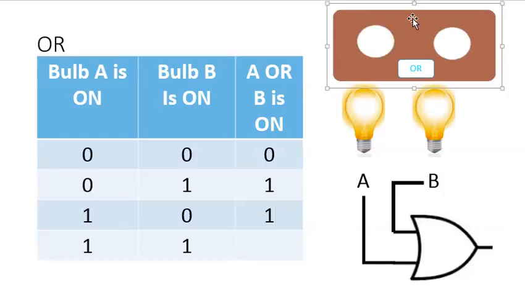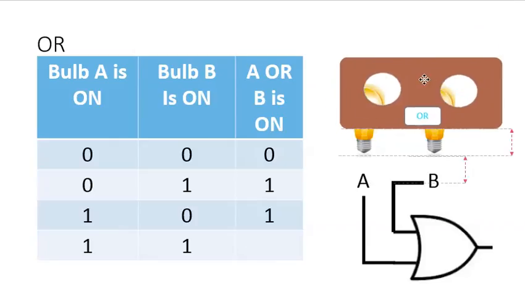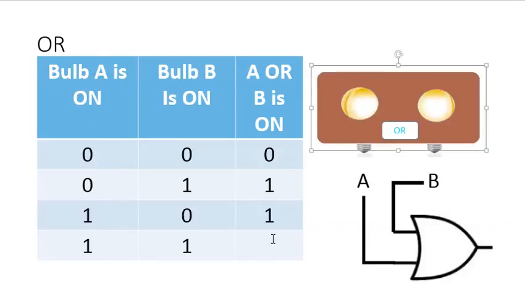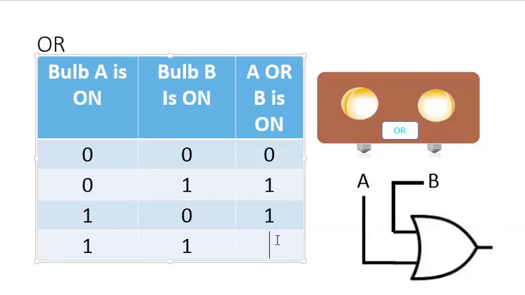Moving now into our final permutation, where both A and B are on. Is A or B on? Well, A is on. Is B on? Yeah. So either A or B is on. It doesn't matter that they're both on. It's still true that either one or the other of them is in fact on.